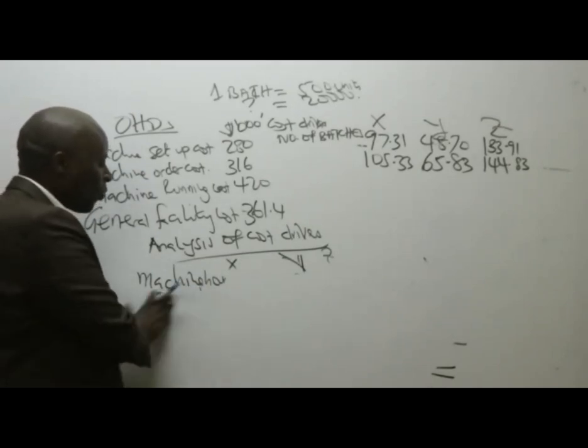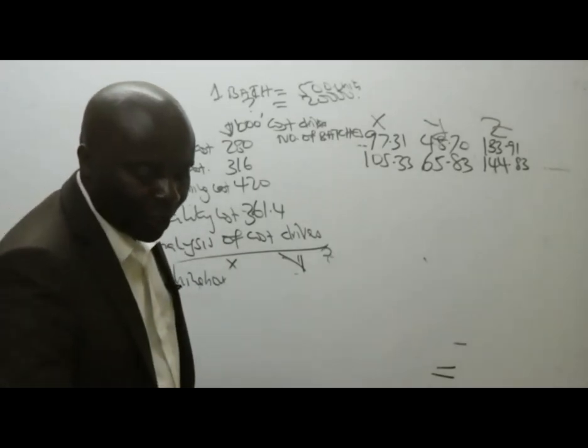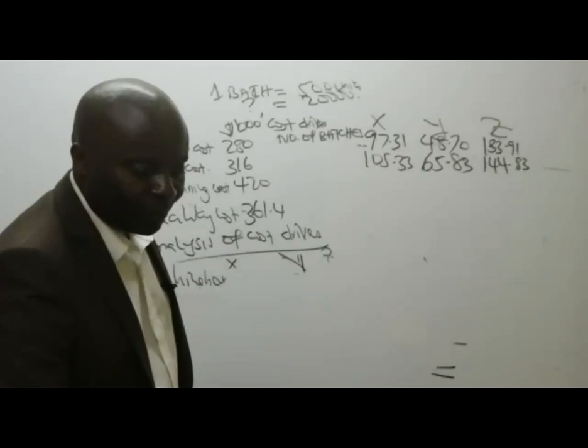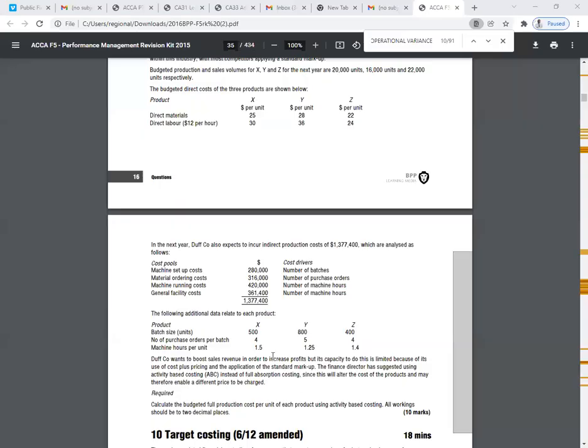For example, for X they have said how many hours? For X they have said per unit. X per unit is 1.5, isn't it? So then I will take 1.5 times 20,000, because I know the total number of units which will be produced for X. So except per batch, you multiply the number of batches. Except per unit, multiply the number of units.